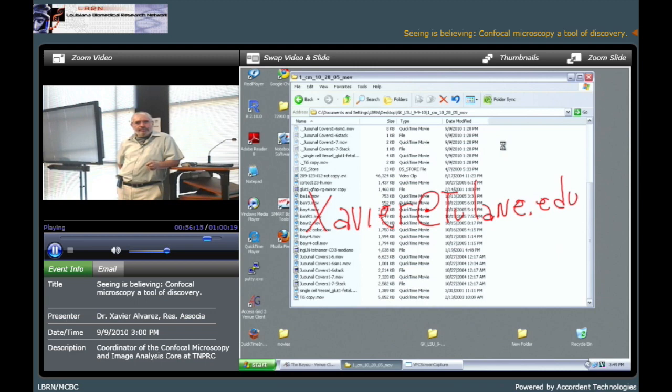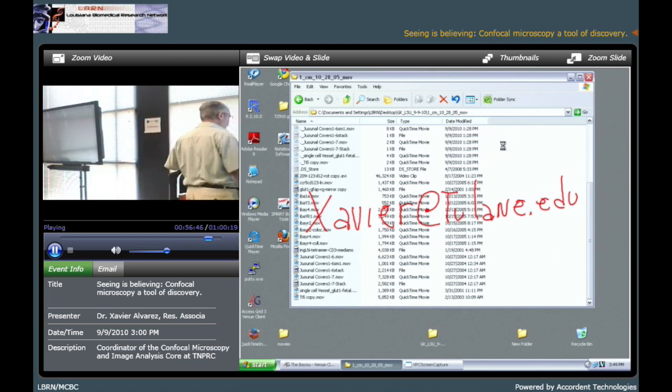Okay. Xavier, I have a few quick questions for you. You mentioned the Alexa dye as the fourth generation dye, and I'm currently working with FITC. So what advantage does this Alexa dye provide over the FITC, the fluorescein isothiocyanate? Is it just that the Alexa dyes excite at a longer wavelength, or is that the main advantage?